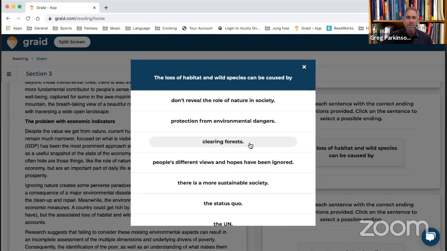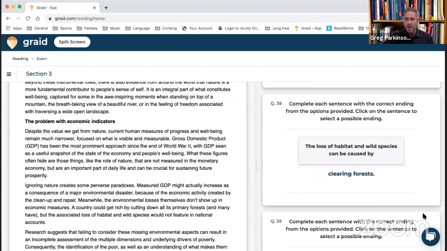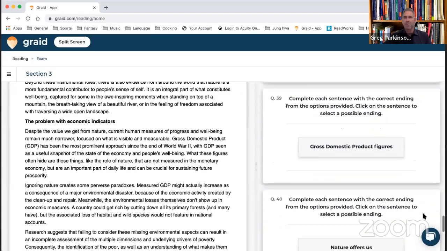Yes, perhaps if you don't know what clearing means, you might just have to make a guess, but hopefully you understand that clearing means to cut down forests. We're going to have a look at some of the vocabulary that we've covered at the end of this practice, but let's click this and we'll go on to 39. Okay, gross domestic product. To me, this is an easier question because that's an easy word to find, and it's staring right in front of me. So gross domestic product.